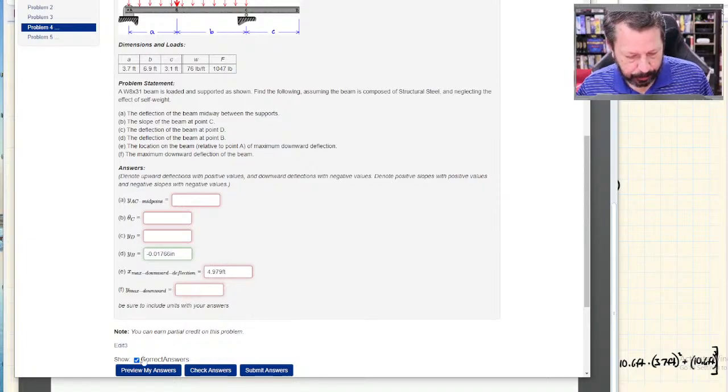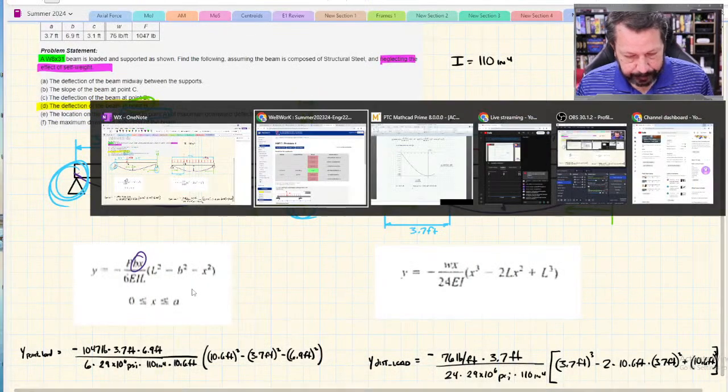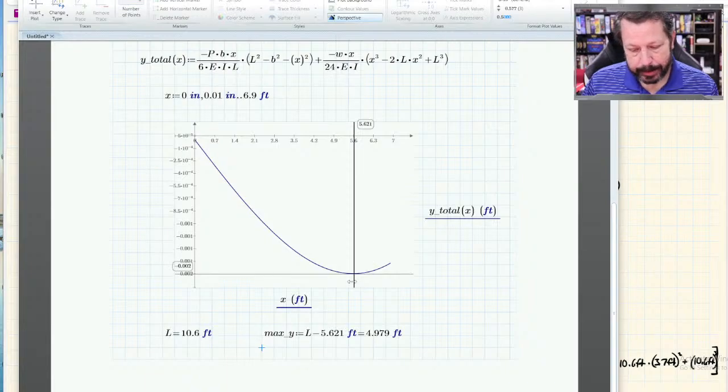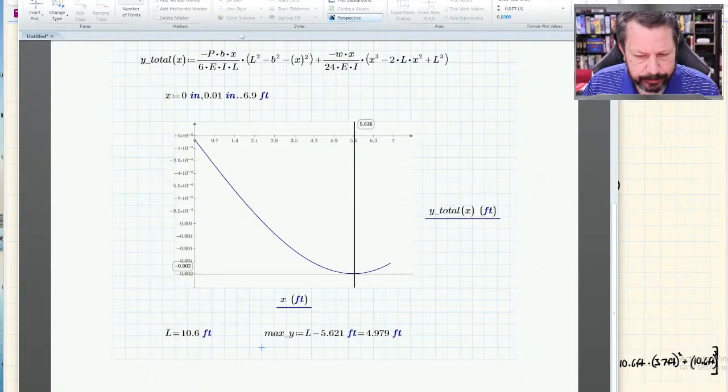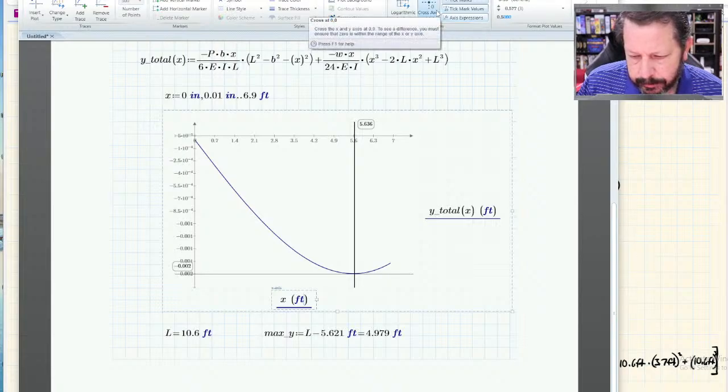And it probably won't like that. Yeah, it doesn't like that. It's not close enough in WebWork world. So the best way to do that is to take this process, but in order to find where it is actually zero, unless MathCAD has a thing that does that, which I don't know that it does. I don't know that it lets me do that particular thing.